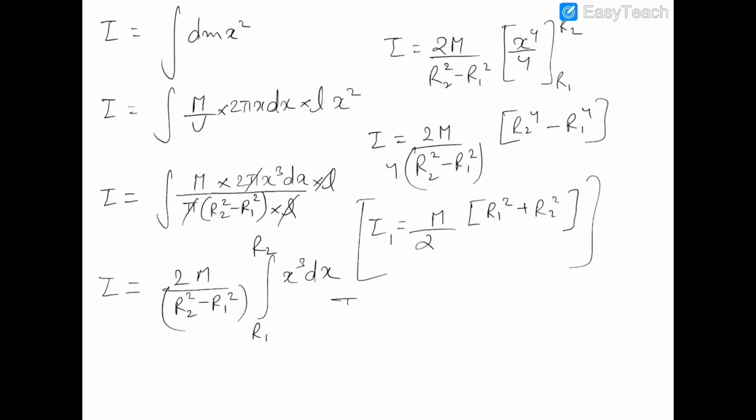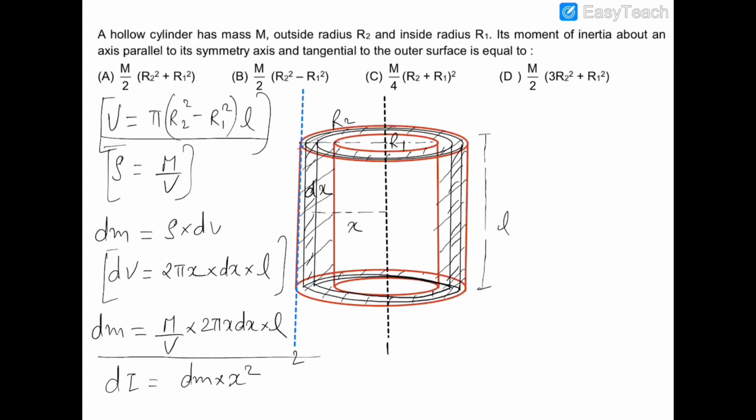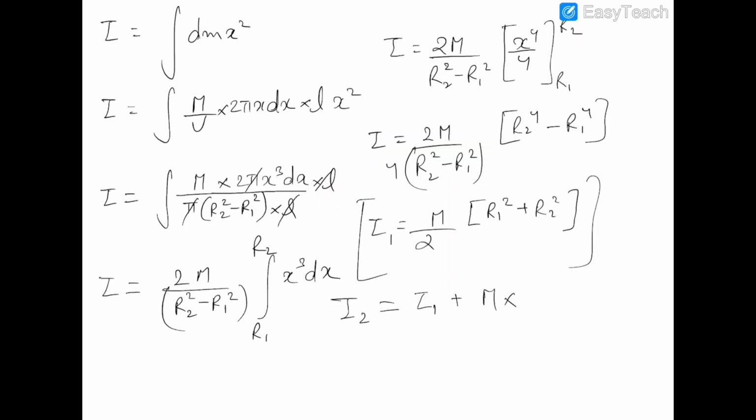So now to find out the moment of inertia about the axis number 2, I2, we can apply the parallel axis theorem. So parallel axis theorem will be I2 is equal to I1 plus m into distance. Now the distance between these two, this one, is equal to r2, so it would be m into r2 square.